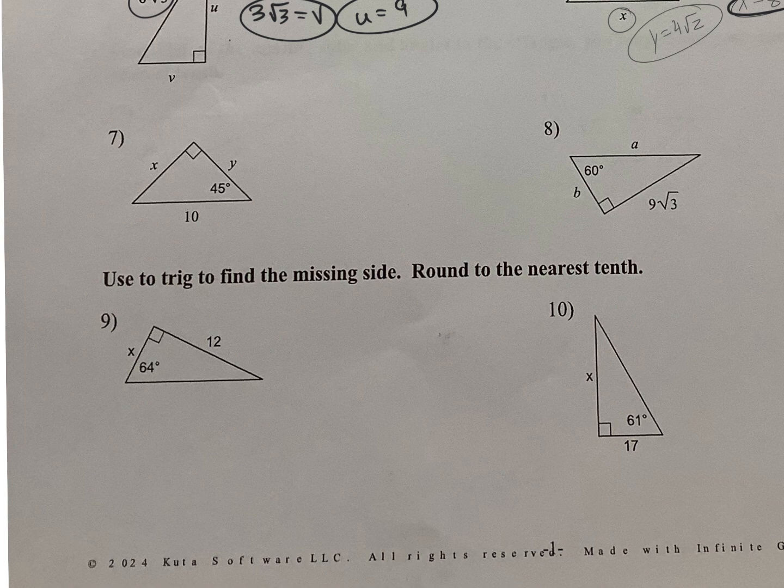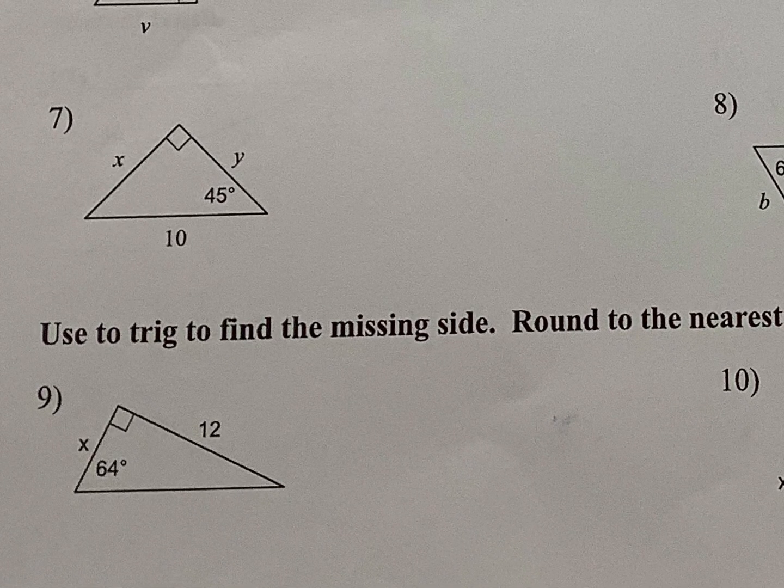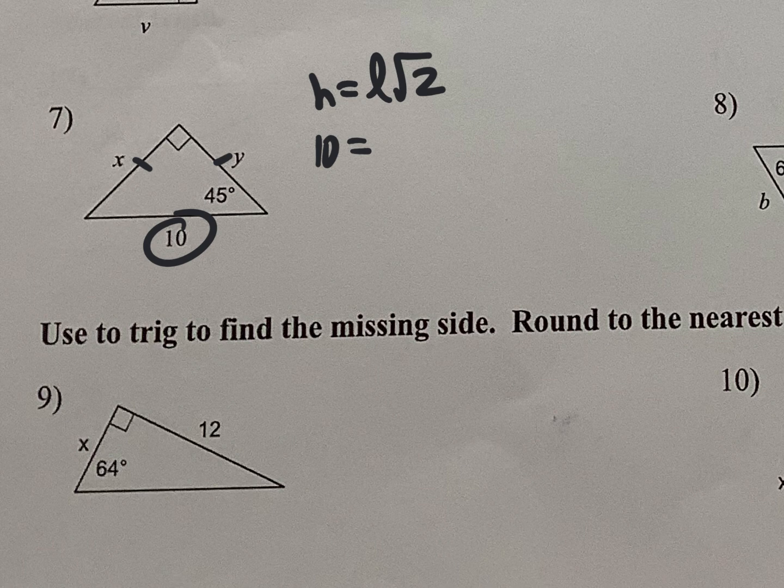All right, 7. Again, 45, 45. These two are the same, but that doesn't help you because they're both variables. Hypotenuse equals the leg times the square root of 2. So the hypotenuse again is 10. And your leg is x or y, they're the same.